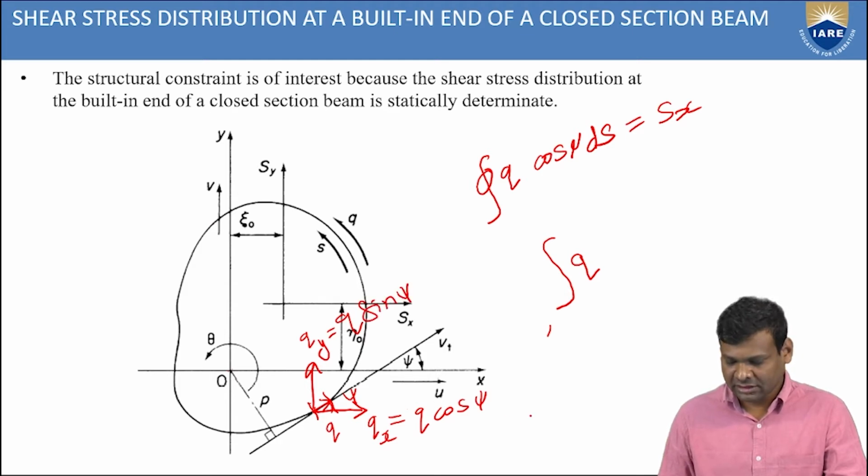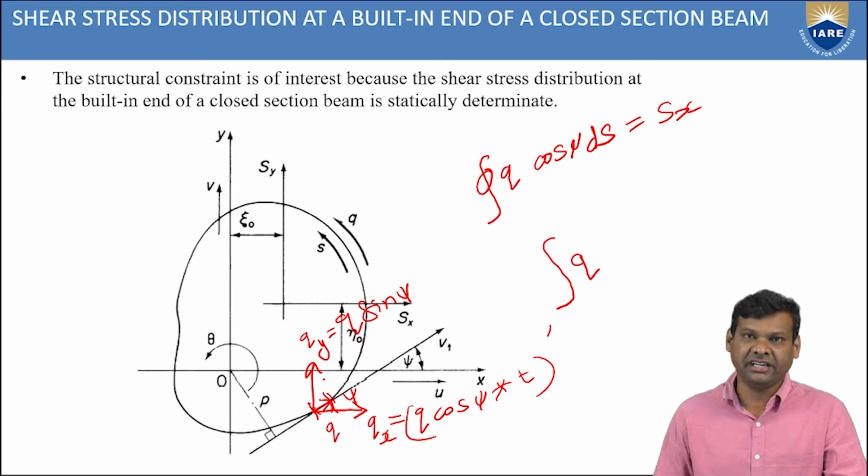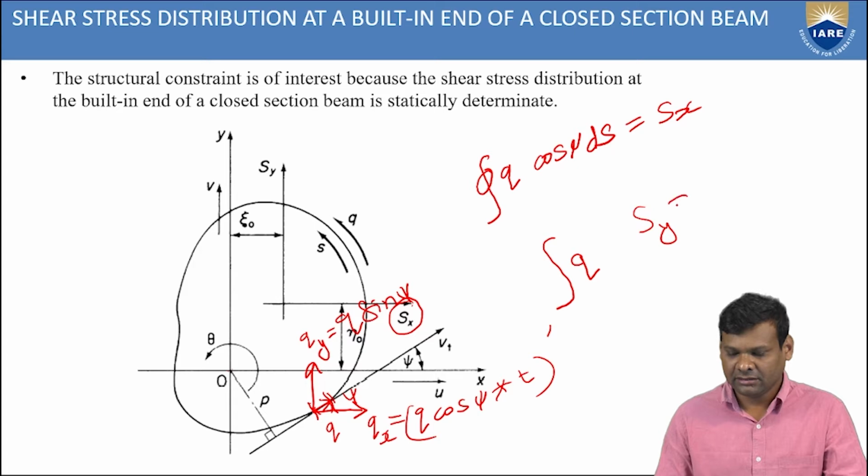Now, q into thickness gives the force existing within this small element. And when you are integrating and summing up all these things, this should be equal to the forces existing along the x-axis, that is equal to Sx. Similarly, when you look into Sy, it can be written as q sin phi ds, and this is equal to the shear load along the y-axis.